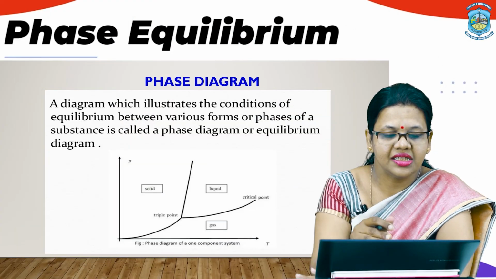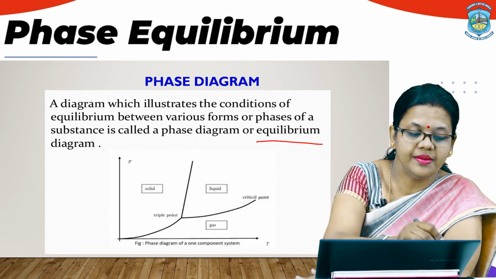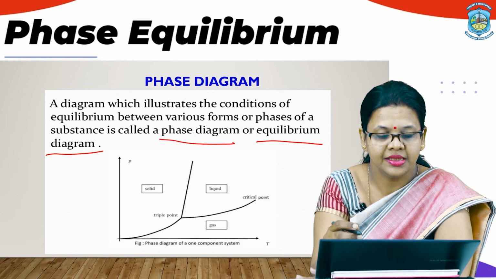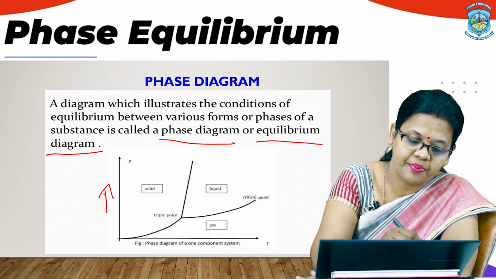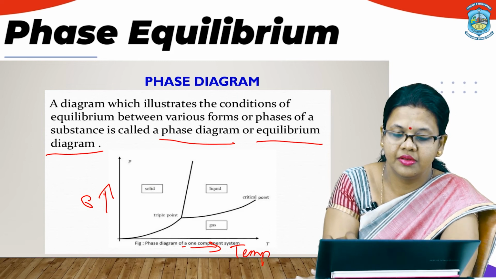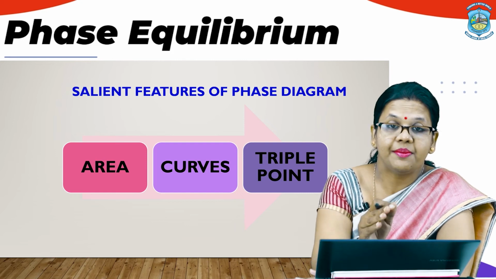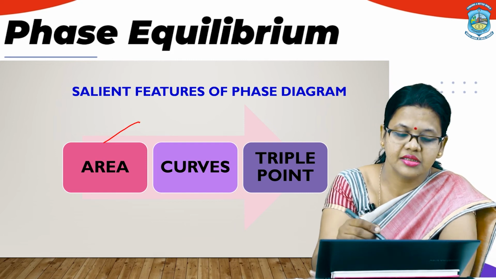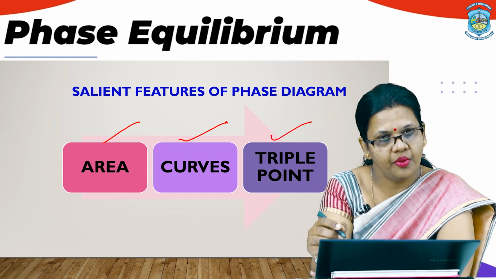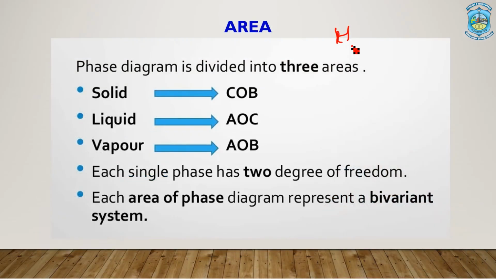Now, this diagram we just discussed is known as a phase diagram, or also an equilibrium diagram. On one axis we take pressure and on the other axis we take temperature. If we discuss the phase diagram, these are the three salient features: a phase diagram can be divided into areas, curves and a triple point. Since we are talking about a one-component system, the water system is the simplest example that can be taken.